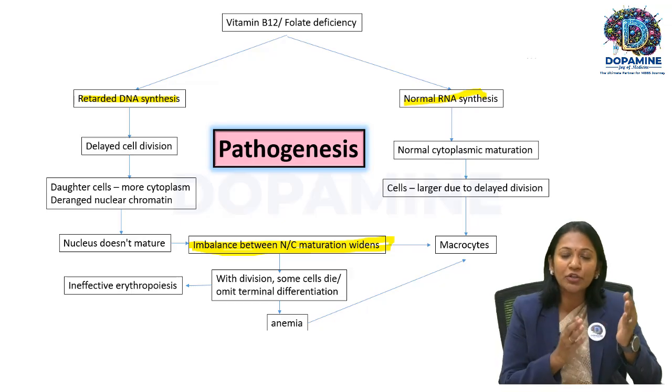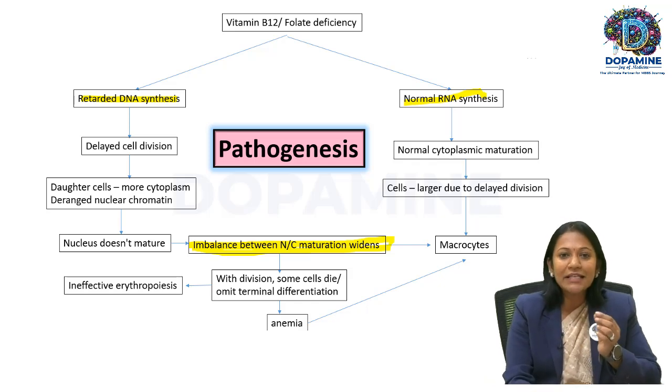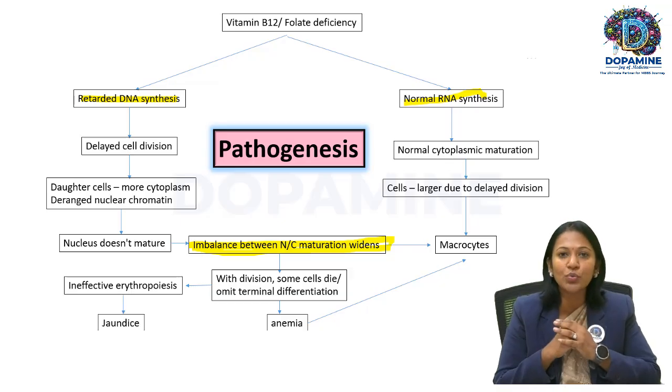Whatever erythroid precursors are being produced in the marrow are not going to come to the peripheral smear, because most of the cells are abnormal: they have more cytoplasm and the nuclear maturation is not apt. So all those cells will die in the bone marrow itself. That is what is called ineffective erythropoiesis. It means the erythropoiesis is not being effective, and all these cells die in the bone marrow. So there is hemolysis happening, which leads on to jaundice. So anemia and jaundice are the two key clinical features in B12 or folate deficiency anemia.